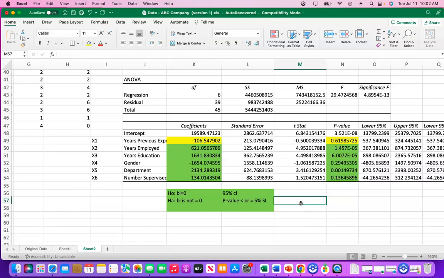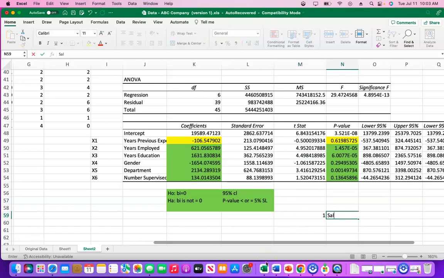Why is it yellow? It is not significant. Why? Because of this probability, which is greater than 5%, and therefore we will say that the slope is not different, is almost the same as no slope. And in that case, we can say, let me write here, 1, salary does not depend on the years of previous experience.